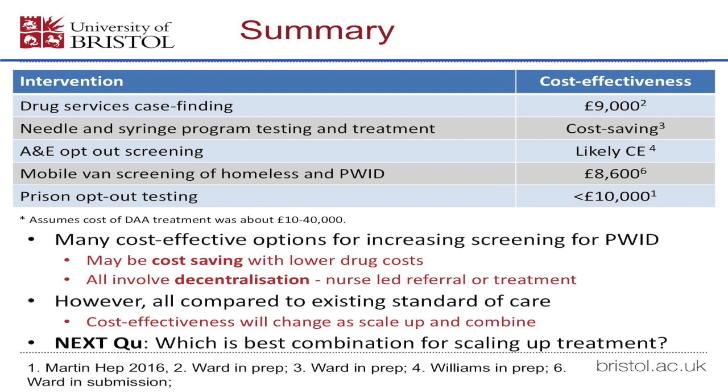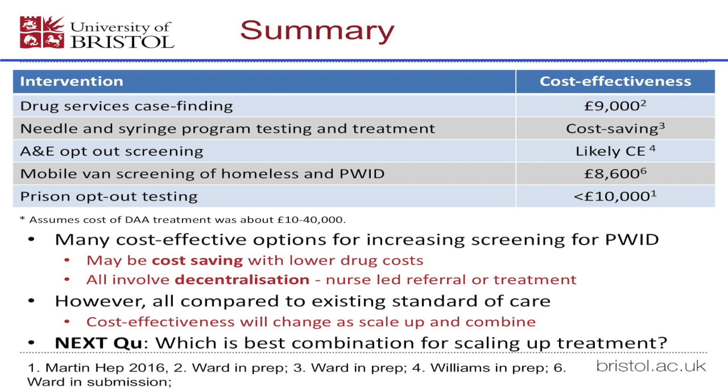So in summary, I presented a number of different cost effectiveness analyses of a number of different case finding interventions. One I didn't present was prison opt-out testing, which also has a similar level of cost effectiveness, and analysis that we did in 2016. And I think what these analyses show is that there are many cost-effective options for increasing screening amongst people who inject drugs. And many of these could be cost-saving as the drug costs decrease to levels that are likely to be already. All of these involve some sort of decentralisation, putting a nurse into a setting where a nurse wouldn't be to help the process, but also the use of peer workers or key workers to help the process along.